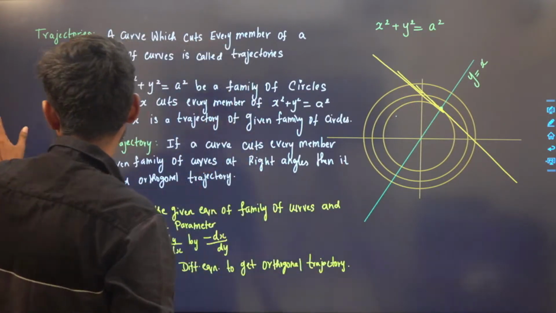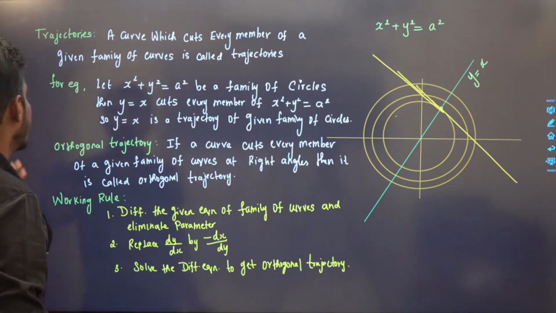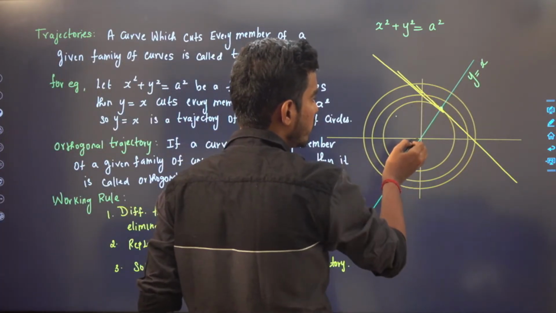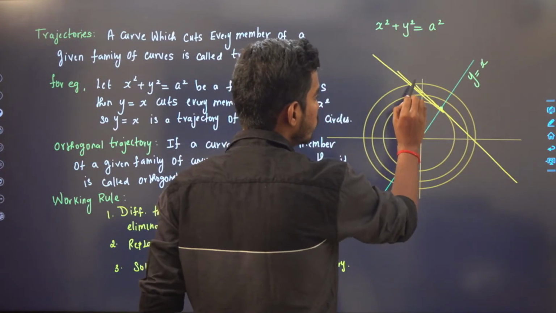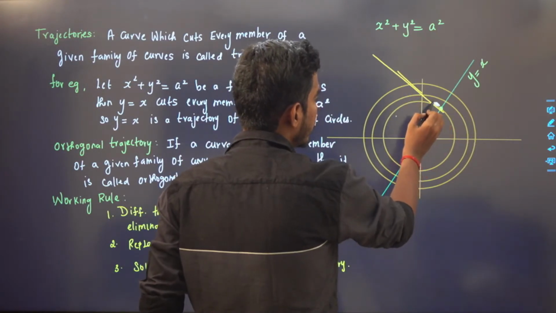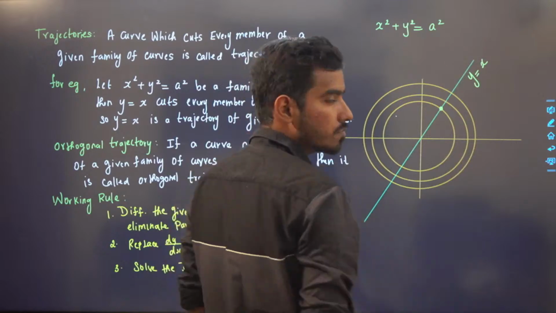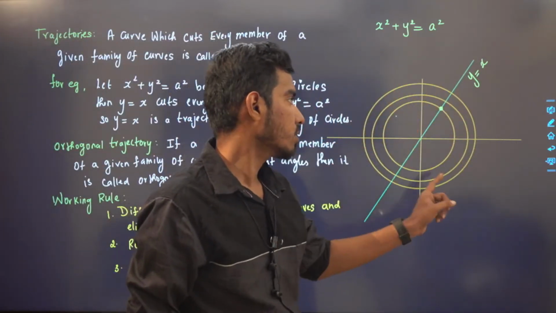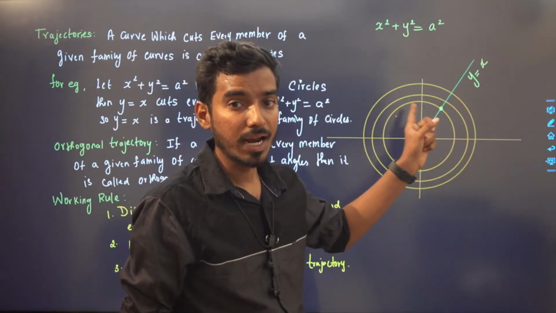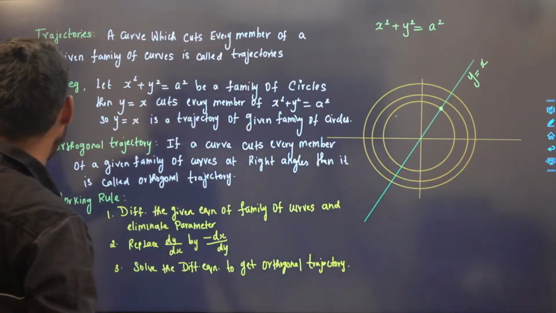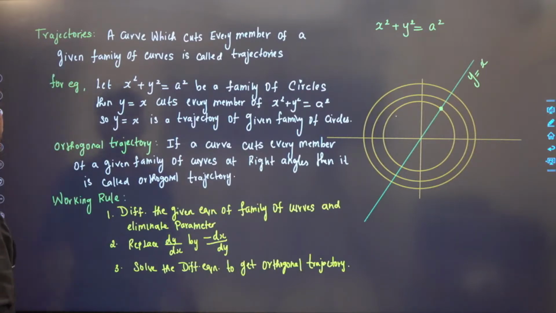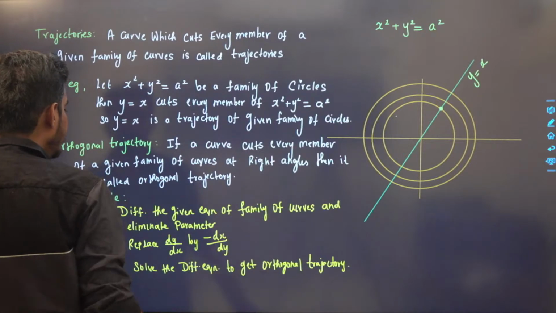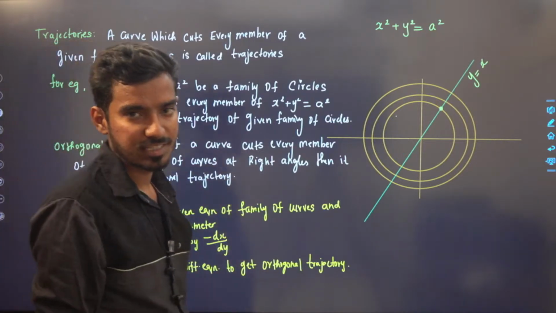right? Very elementary. You draw the tangent line at this point for y is equal to x, and the angle between the two tangent lines is called the angle between the two curves. So very simple. If this curve cuts every member of this family at right angles, then this curve is called an orthogonal trajectory. So if a curve cuts every member of a given family of curves at right angles, then it is called an orthogonal trajectory.